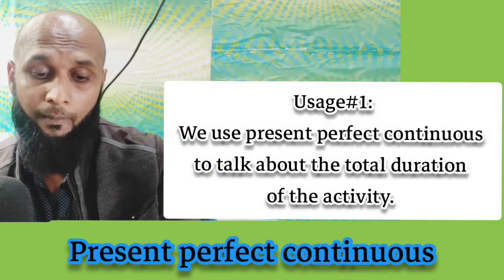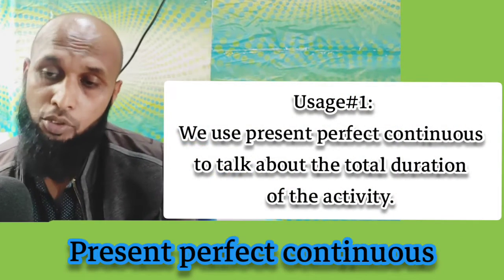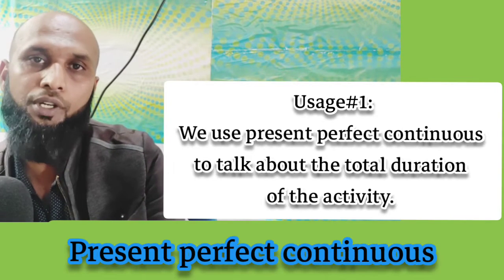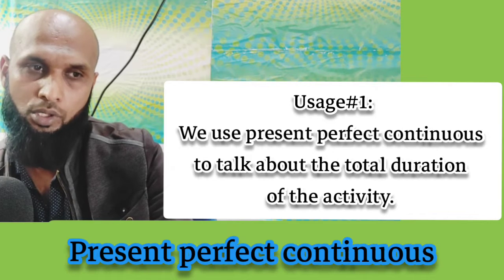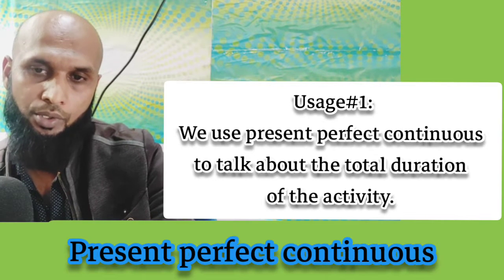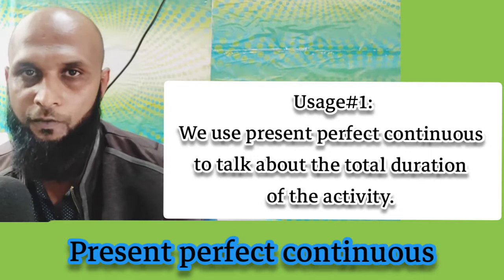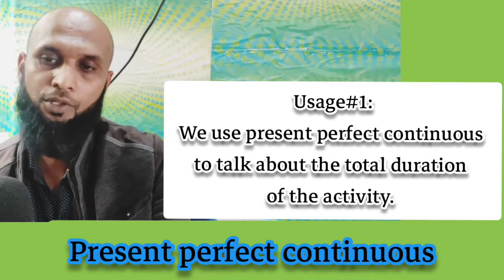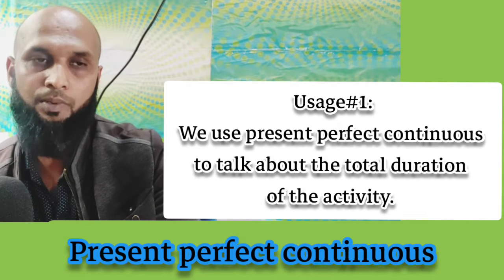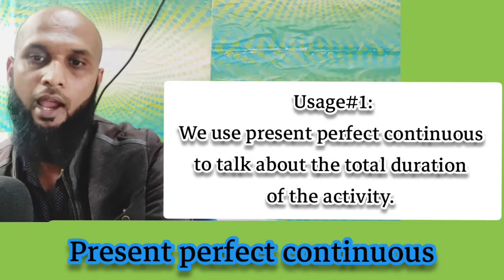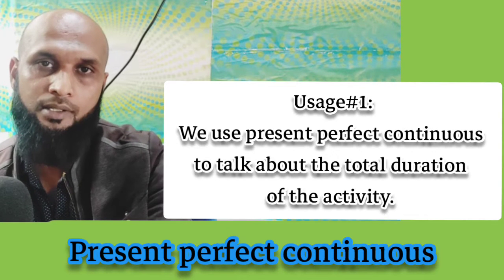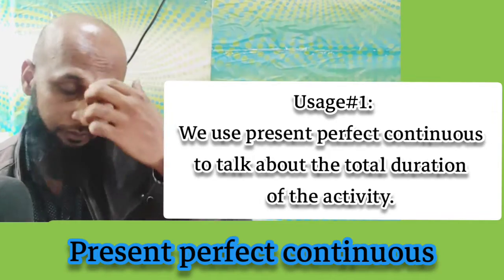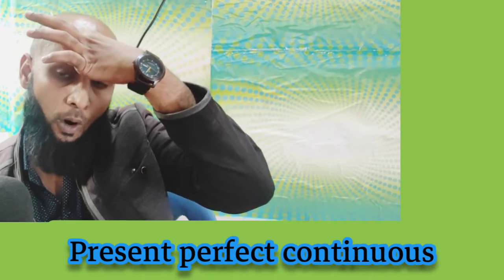So it's very simple: we use present perfect continuous to talk about the total length or the duration of the activity. If you want to talk about the total length or duration, that is when you are going to use present perfect continuous. Examples that I've already told you: I have been waiting for you for 2 hours, or he has been watching TV for 3 hours, I have been learning English for 4 months. Now there are two things that you have to keep in your mind here. One is we use since and for.